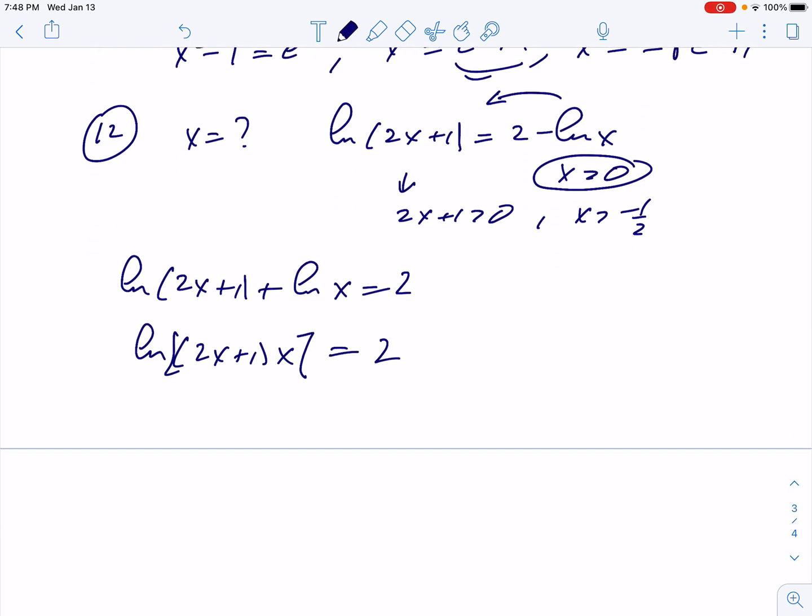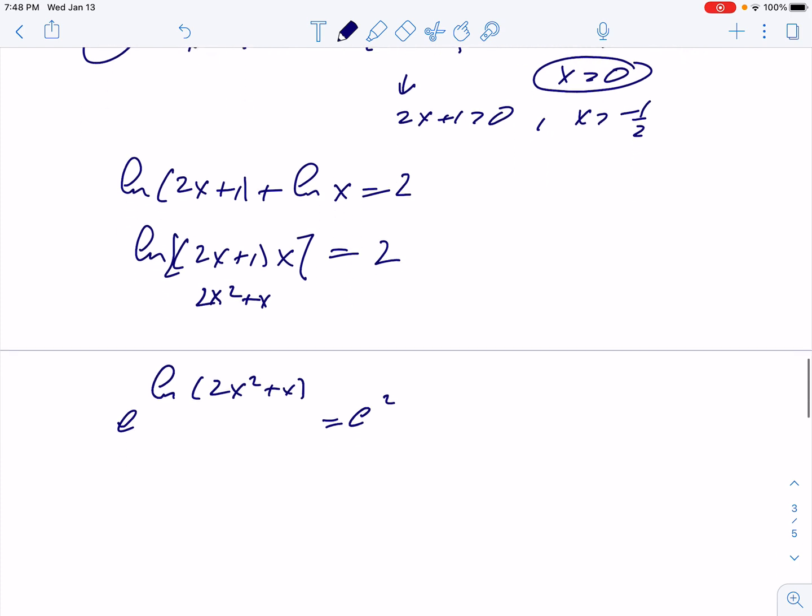And then we take again exponentials of both sides. Exponential logarithm here, I can multiply inside, it becomes 2x squared plus x. So let's do it this way. So we get logarithm 2x squared plus x equals e squared. On the left side, 2x squared plus x equals e squared.